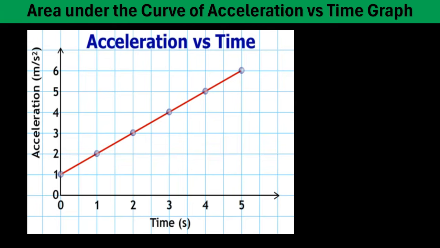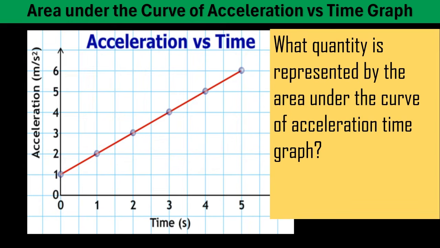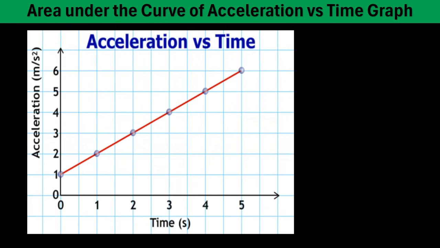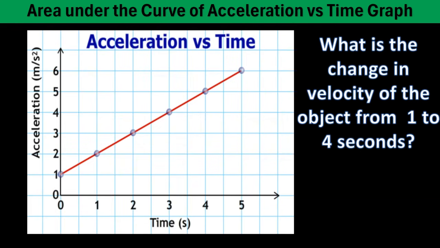Here, we have an acceleration versus time graph. What do you think is the quantity represented by its area under the curve? The area under the curve of an acceleration time graph is the change in speed or velocity of the object. Let us calculate the change in velocity of the object from 1 to 4 seconds.